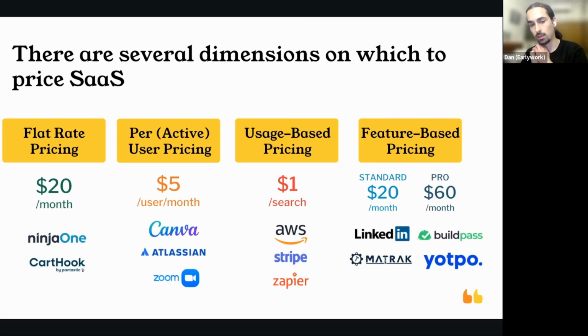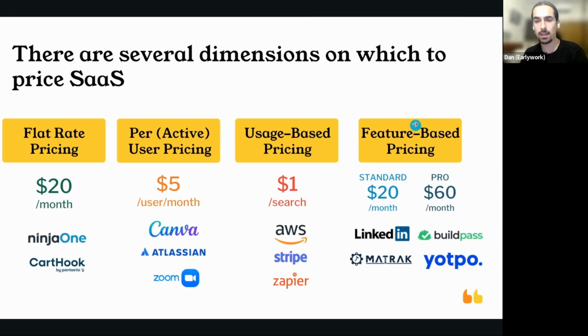Usage-based pricing is interesting. You often see it in finance-related products or cloud storage-related products, automation products, where you're performing a process again and again. And then finally, feature-based pricing. We've got a couple of company partners there like BuildPass, Matrack, Yotpo, who adopt this model. LinkedIn's a great example as well, where you can buy different tiers and get more features of search and messaging.